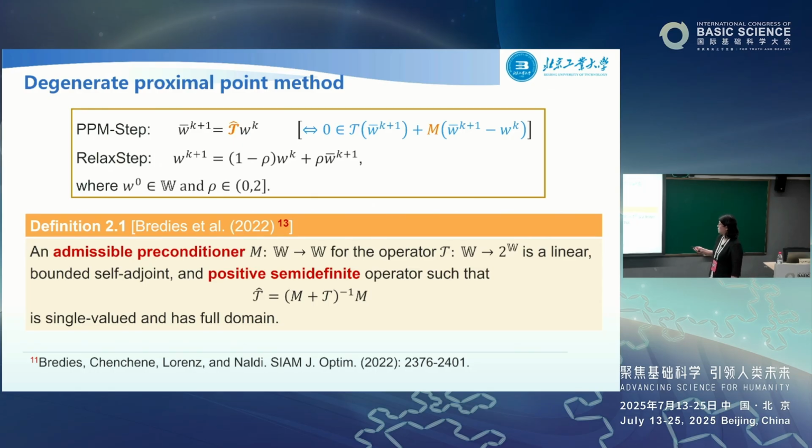Then we use the relaxed step to get a big step size. In 2022, we have a new concept: an admissible preconditioner M for the operator T. It is a linear, bounded, self-adjoint and positive semi-definite operator such that T hat, defined as the inverse of the sum of M plus T times M, is single-valued and has full domain. This means the inverse exists, even when M is positive semi-definite.